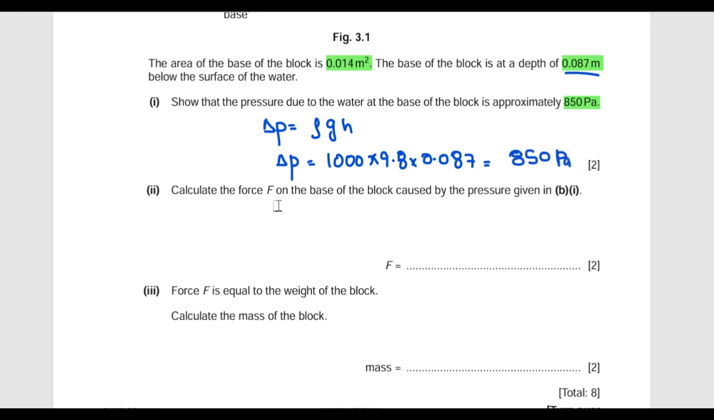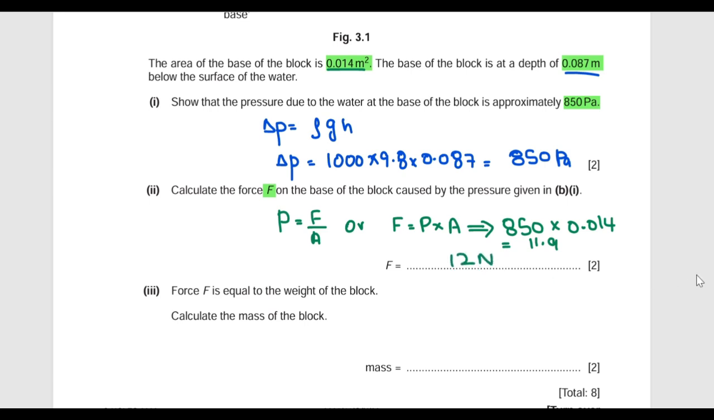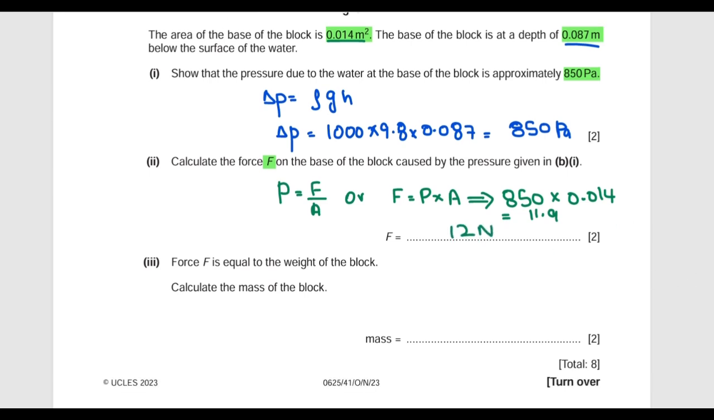The second question says calculate the force on the base of the block caused by the pressure given in B. So pressure is defined as force per unit area. If you want to get the force, you have to arrange it with respect to force. The pressure is 850 and the area is already given, which is 0.014 meters squared. Calculating it will give you 11.9. Rounding off to two significant figures will give you 12 Newton.